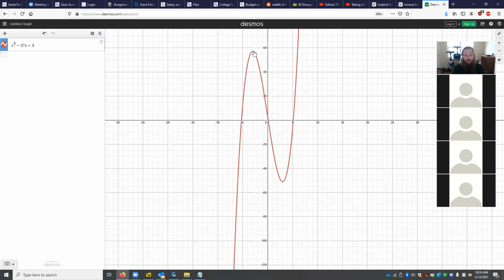There's two places. One of them is at -3, the other one is at +3. The way we find that is by taking the derivative and setting the derivative to 0. Remember, the derivative gives the slope of the tangent line. A horizontal line has slope 0. So where the derivative is equal to 0 is where we have horizontal tangents.